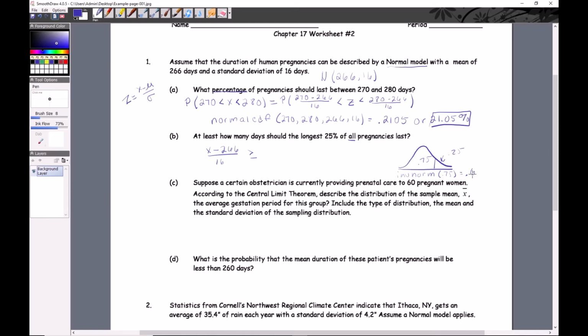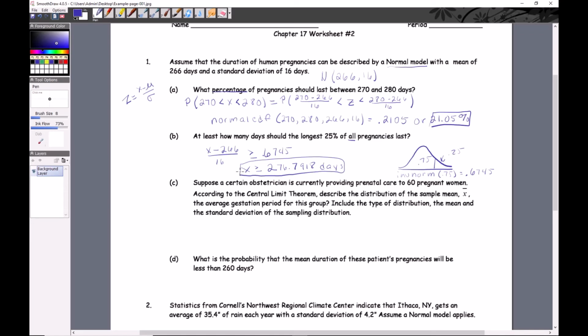That's 0.6745. So greater than or equal to 0.6745. And you do the magic of your algebra, and you'll get x is greater than or equal to 276.7918 days.